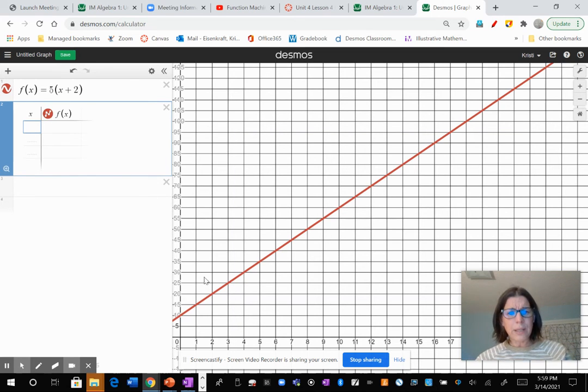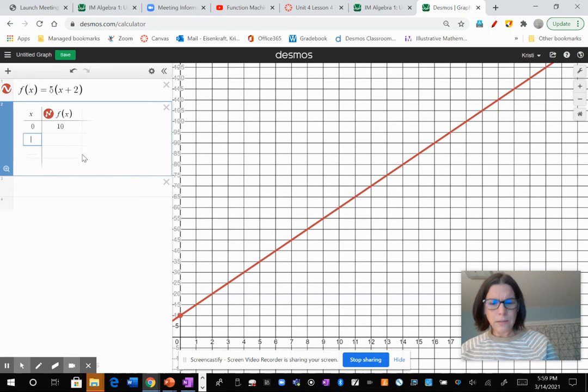The table, the input and outputs are the x and y's of the graph. So we used a 3-column process table before, but you could do it in Desmos and say, okay, when x is 0, y is 10. There it is. When x is 1, they're the ordered pairs. Y is 15. When x is 2, y is 20.